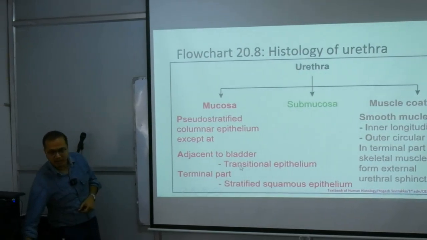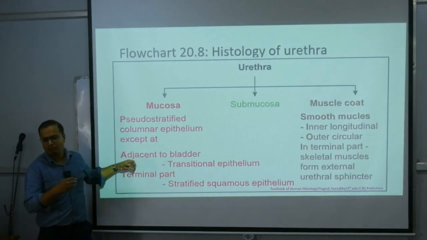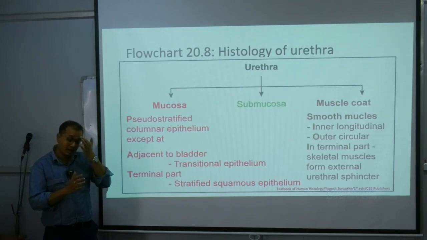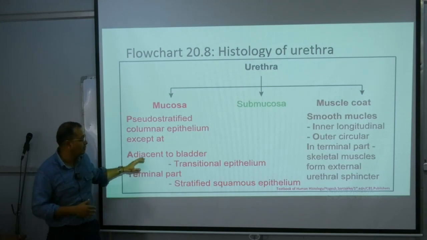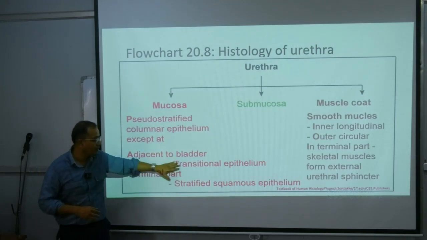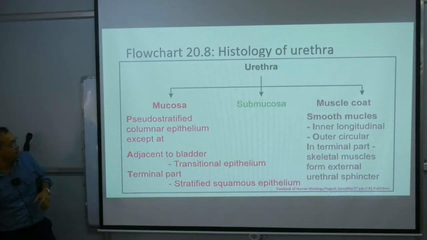The transitional epithelium is present in the part of the urethra adjacent to the bladder, and in the membranous and bulbar urethra, where we see part of the urethra lined by transitional epithelium as well.